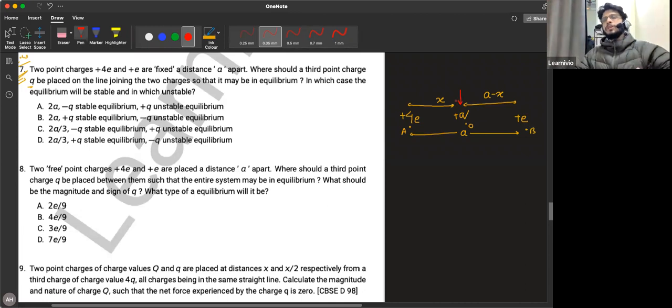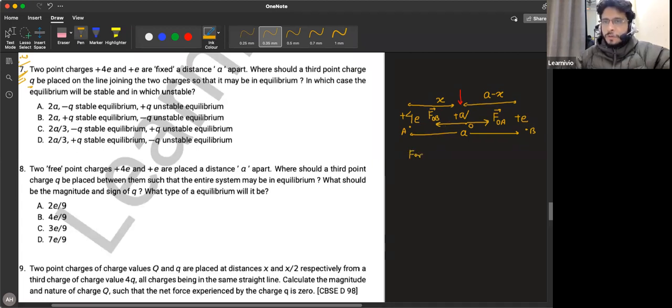What does equilibrium mean? Equilibrium means the net force on the charge is 0. Now decide which charges will exert force on plus Q. This plus 4E will exert a force on plus Q; 4E will repel this plus Q. The name of the force is force on charge at O due to charge at A. Similarly, the charge at B will repel the charge at O, and this will be the direction of the force. The name of the force is force on charge at O due to charge at B. Both the forces are in opposite directions, so they can cancel each other.